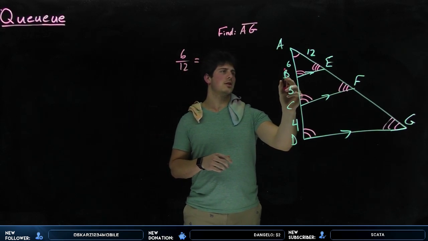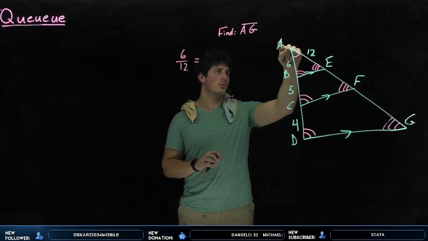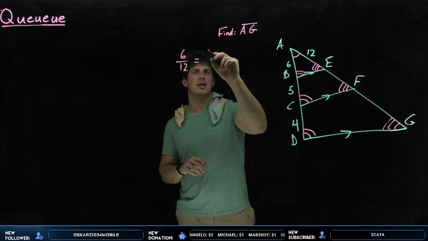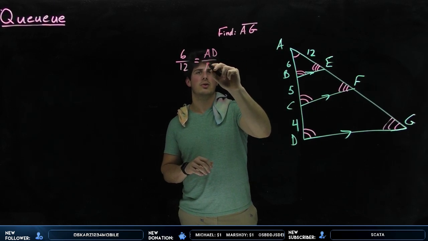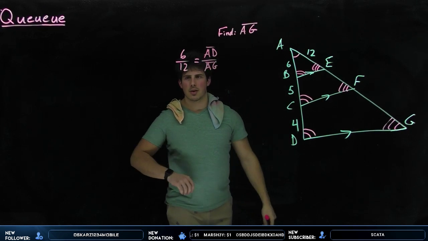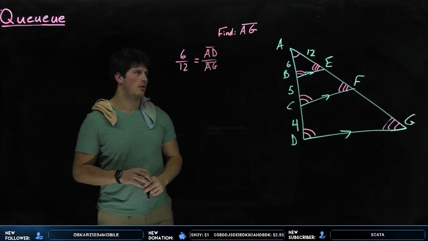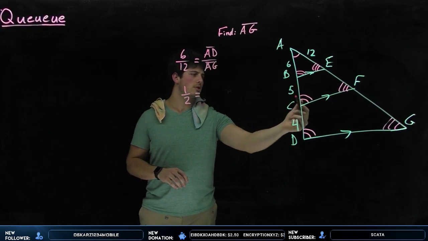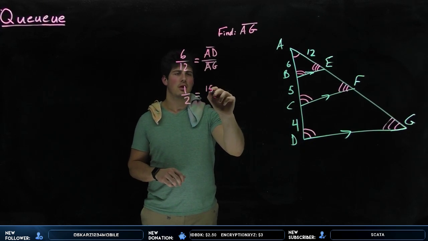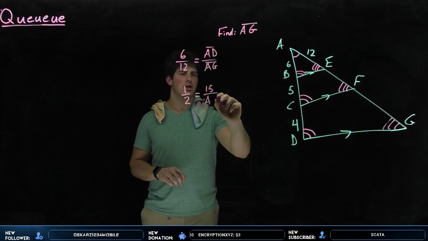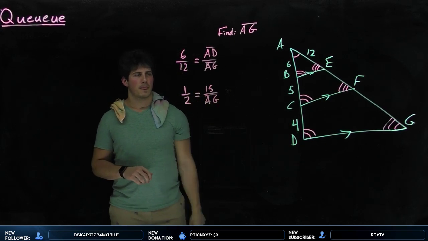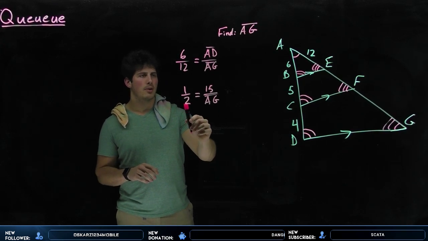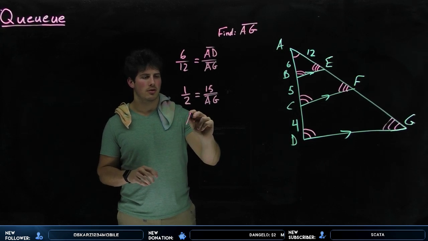equals, 6 is our smaller one, so we know that AD over AG, AD is going to be smaller, so AD is going to be on top, and we already know what that value is. I just want to have it written there to have an extra step to make it clear what we're doing. I'm going to simplify this to 1/2. That's going to equal AD, which is 6 plus 5 plus 4, which is going to be 15, over AG. At this point, it's a 1 to 2 ratio, meaning AG is going to be 30.